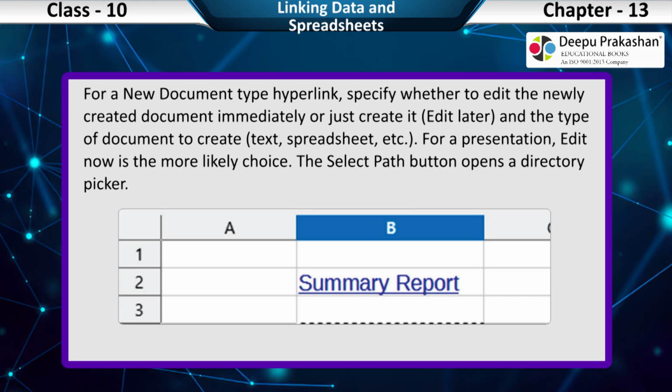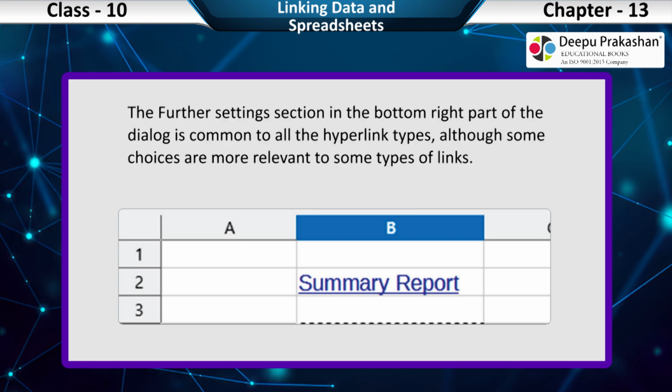For a New Document type hyperlink, specify whether to edit the newly created document immediately or just create it and edit later, and the type of document to create: text, spreadsheet, etc. For a presentation, Edit now is the more likely choice. The Select Path button opens a directory picker. The Further Settings section in the bottom right part of the dialog is common to all the hyperlink types, although some choices are more relevant to some types of links.